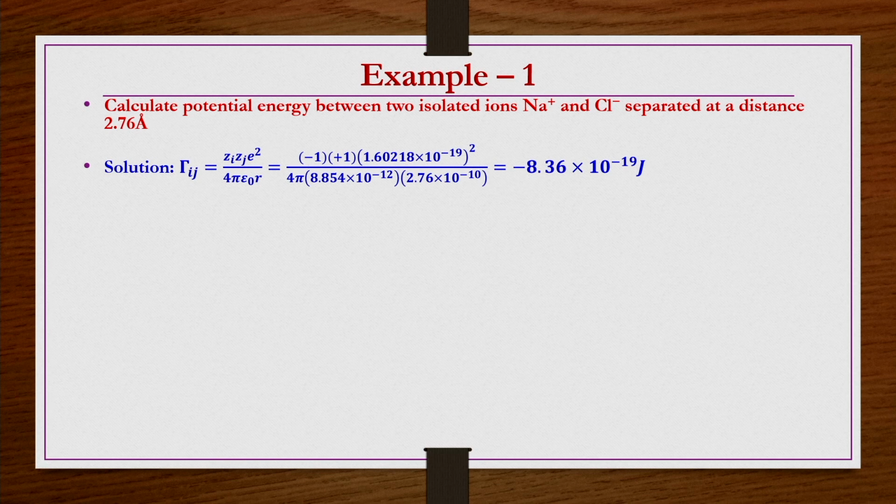So, Zi is minus 1, Zj is plus 1, e is 1.60218 into 10 power minus 19, epsilon naught is 8.854 into 10 power minus 12, and the separation distance is 2.76 angstrom, that is 2.76 into 10 power minus 10 meters. When you substitute these numbers, you will find gamma ij is minus 8.36 into 10 power minus 19 joules. So, this minus, as I already mentioned, indicates attractive forces.